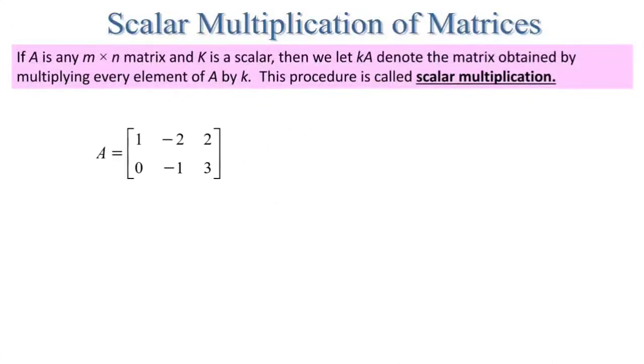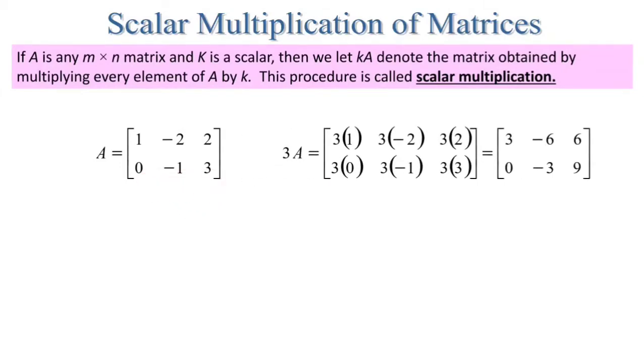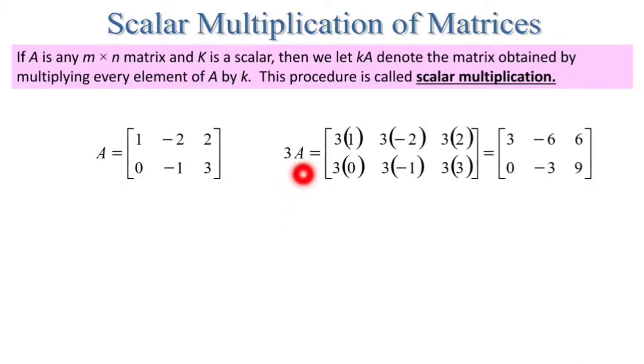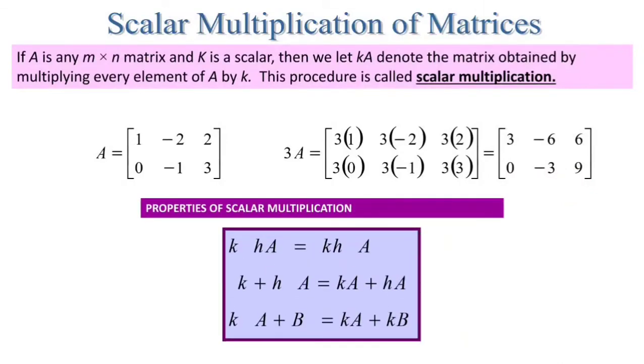For example, suppose A is [1, -2, 2; 0, -1, 3]. Suppose we want 3 into A. 3 multiplied by A means each element of A multiplied by 3, that is 3 into 1. What is the second element? 3 into -2, 3 into 2. In this way, you will get [3, -6, 6; 0, -3, 9]. This is 3A. That's it. Now, the properties of scalar multiplication are very simple.